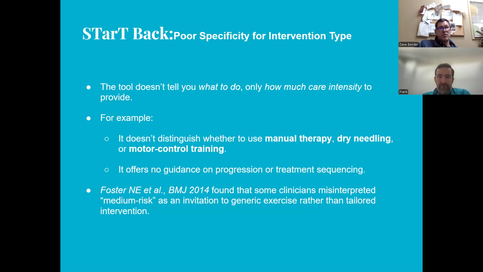The tool doesn't tell you what to do or how intensive the care should be. For example, it doesn't distinguish whether to use manual therapy, dry needling, or motor control exercises. It doesn't offer guidance on progression or treatment sequencing either. One study from the British Journal of Medicine found that some clinicians misinterpreted medium risk as an invitation to use generic exercises rather than a tailored treatment. So were they just saying, you're medium risk, so let's do a general exercise program, versus trying to subclassify what this patient would most benefit from?